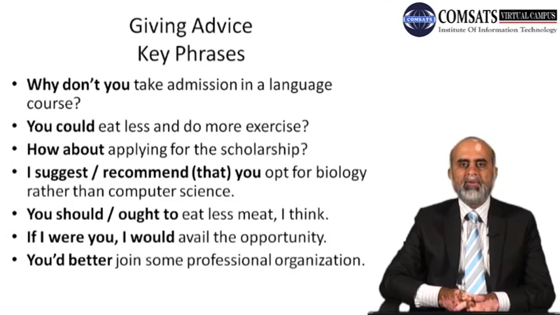How about applying for the scholarship? So how about is the useful phrase here, and after how about usually we use the ing form of the verb. So we can say, how about playing tennis? How about going out? How about studying abroad? How about joining a gym? So you can use how about, and after that we use ing form of the verb.